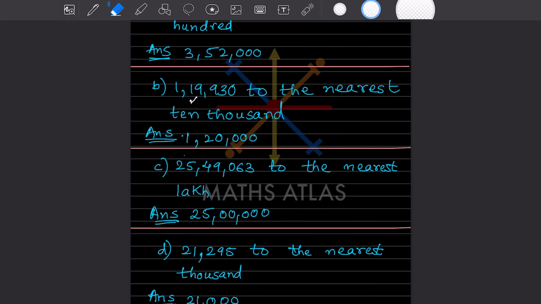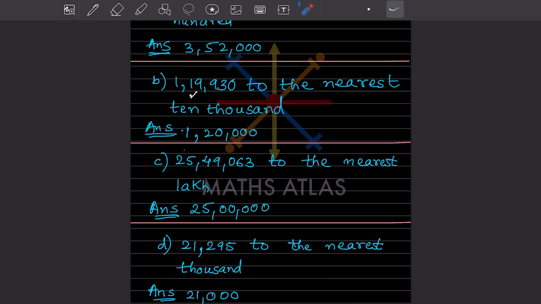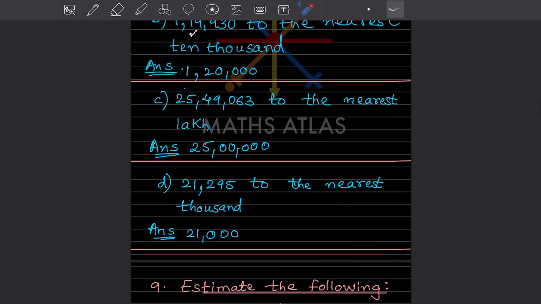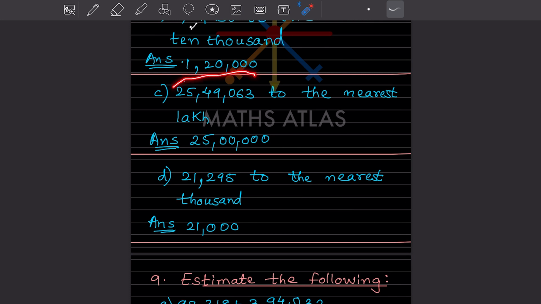So what are we going to do whenever that is 9? First thing, we are going to write the other digits as zeros. This, and this one 0. And because this 9 is more than 5, here we are going to add 1 on the 10,000s place. So 1 plus 1 becomes 2. And of course, this number is going to be the same. Okay, so that is 1,20,000. Hope that is clear.